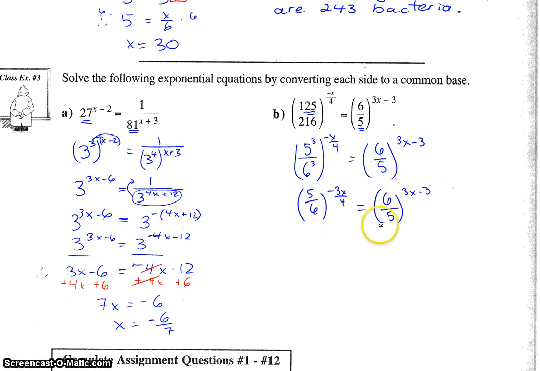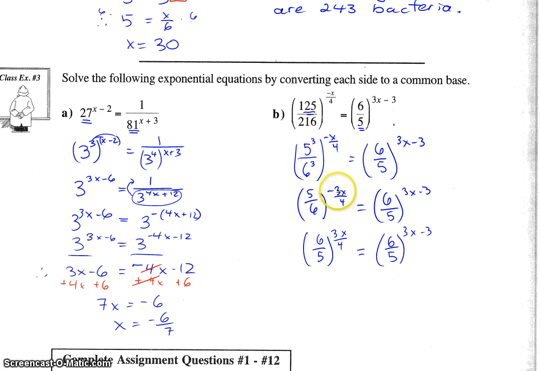Okay, look at the bases. Yeah, one's the reciprocal of the other, right? How do I make, say, this one's 6 over 5? What do I need to do? I need to make the exponent the opposite sign. So if it was negative to begin with, I'm going to make it positive 3x over 4. Okay, and that's how I can reciprocal the base on my power.